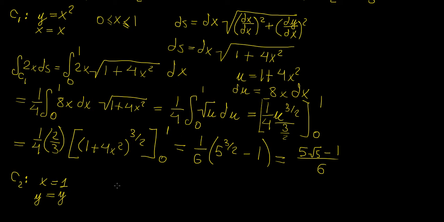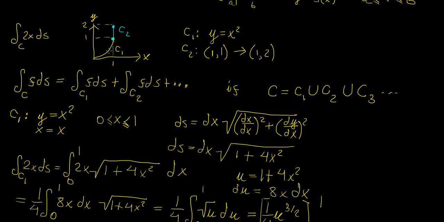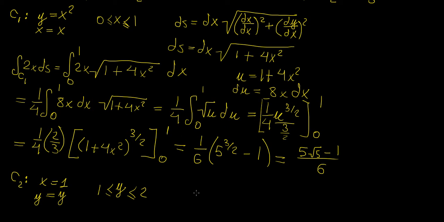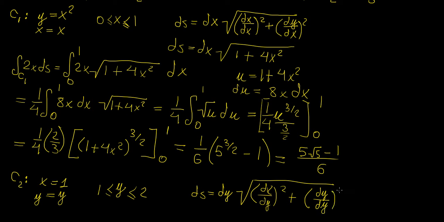So the limits of integration here are going to be from 1 to 2, because if you flip this on its side, you notice that these are the limits on y, and now you have a straight line which is a constant function in terms of y. Now we're going to find the element ds for this curve. So ds is going to be equal to, now the parameter is y, so we have dy times the square root of dx over dy squared plus dy over dy squared, which we know is going to turn out to be 1.